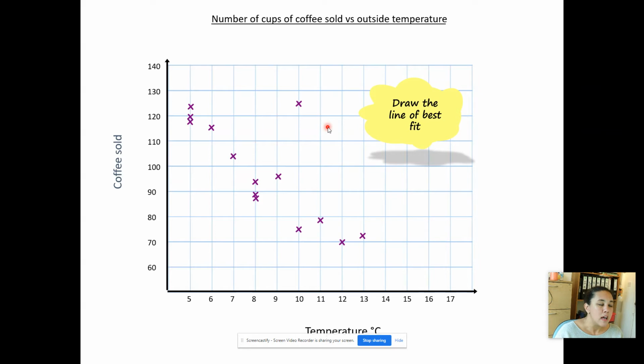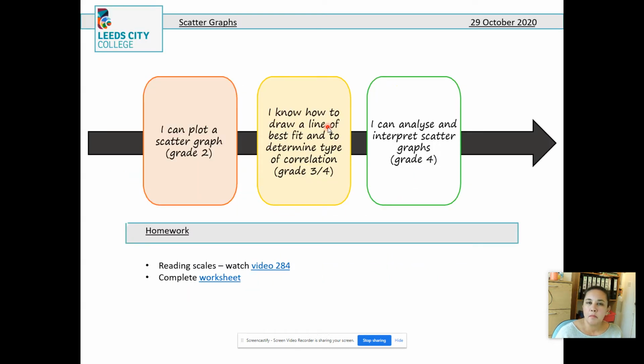So now I'm going to draw something that's called a line of best fit. There we go. I've drawn a line that goes through the cloud of points, and I'm going to make sure that there are more or less the same number of points on top of the line as below it. Your line might look very different from mine.